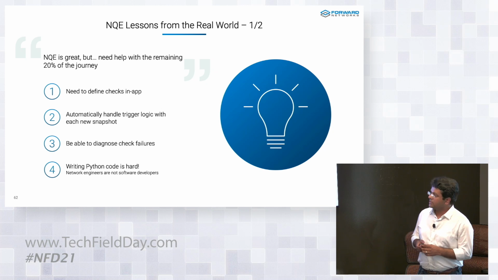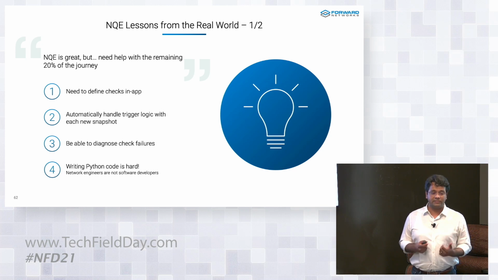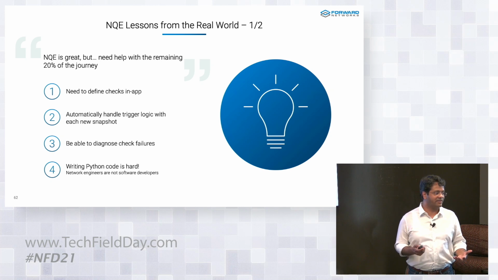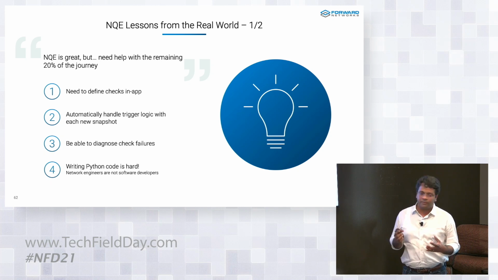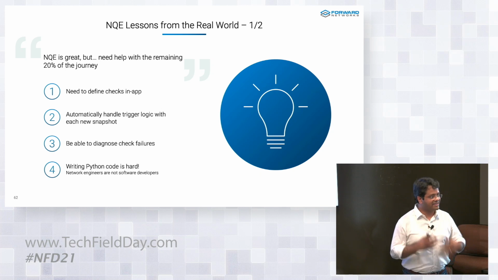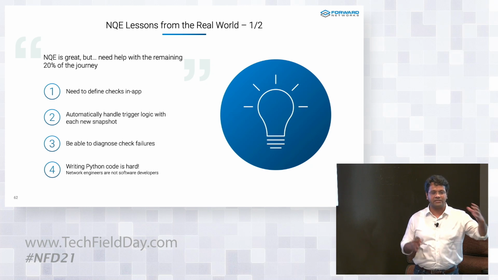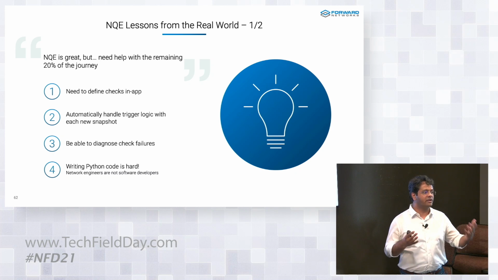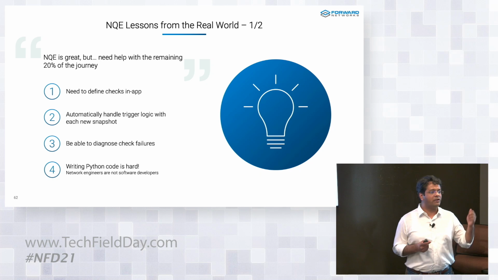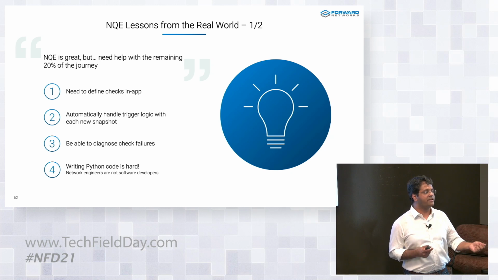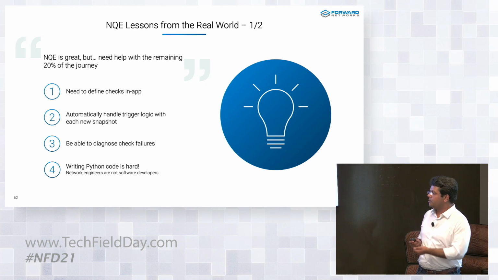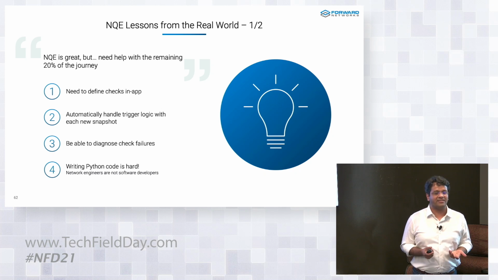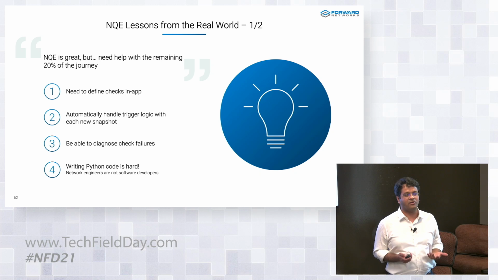One of the biggest observations is some of our customers came to us and said, NQE is very helpful, very great, but they needed help with the remaining 20% of the journey. More specifically, they wanted to define these checks within the application, not outside the application, but have it live inside the application with a seamless experience around how these checks are triggered with every new snapshot. And whenever these checks failed, they wanted a seamless experience in diagnosing these problems. Some of them even said that writing code in Python or any full-fledged language for that matter is hard because my network engineers are not really software developers.